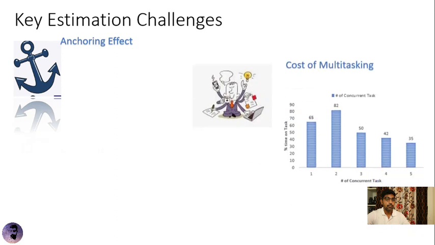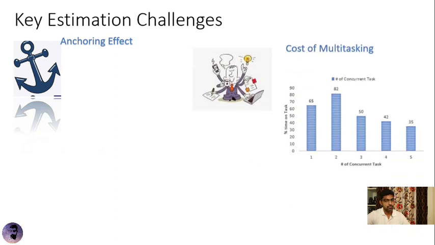Okay. The next one is cost of multitasking. This analysis I basically pulled out online says a person working on one task takes 65% of the time. If he's taking two concurrent tasks, it is 82%. It takes 82% of the time to complete the task. His performance is improved when he's doing two concurrent tasks, and his performance gradually reduces as he takes on more tasks. So cost of multitasking has an impact on estimates.